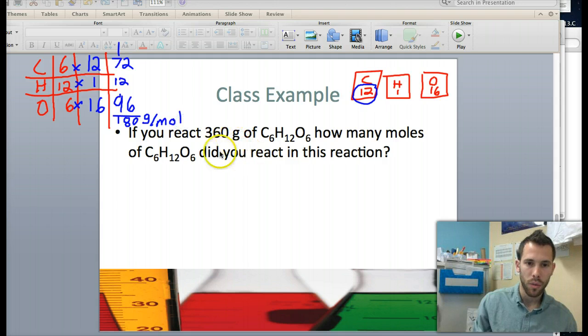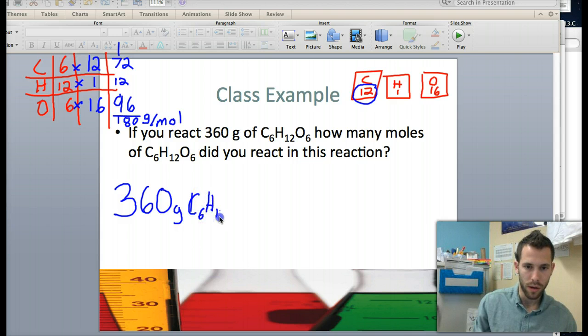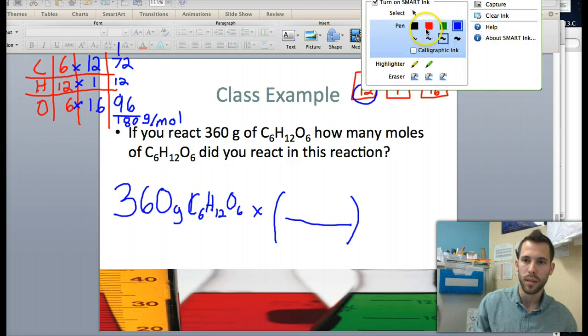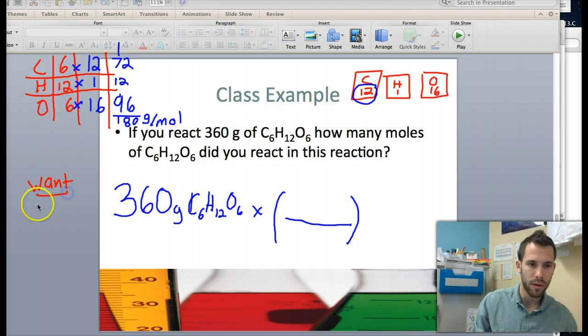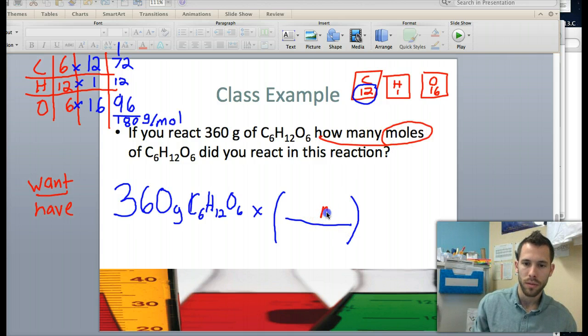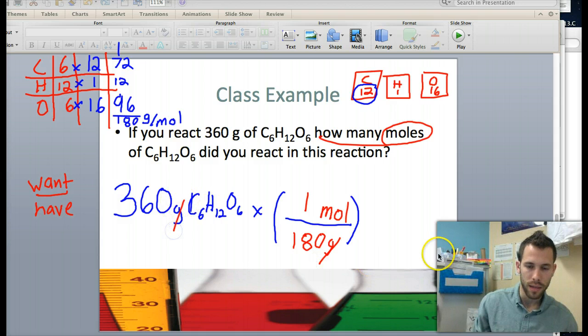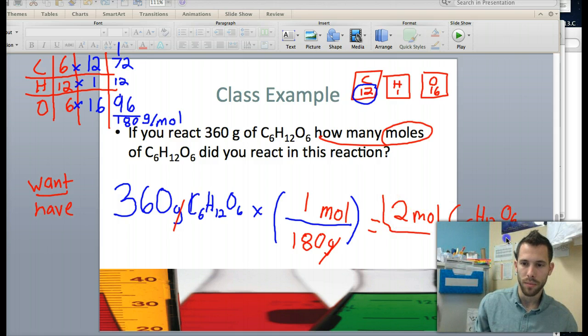Now I start with 360 grams. It says I react 360 grams of C6H12O6. And I have to figure out what the conversion factor here is. Now remember, it's always what I want over what I have. In this case, I want how many moles? So I want moles. What's going on top? Moles. And molar mass is always grams for every 1 mole, and the grams are 180 grams. Boom. Cross it out, and I end up with 2 moles of glucose, C6H12O6. Problem solved.